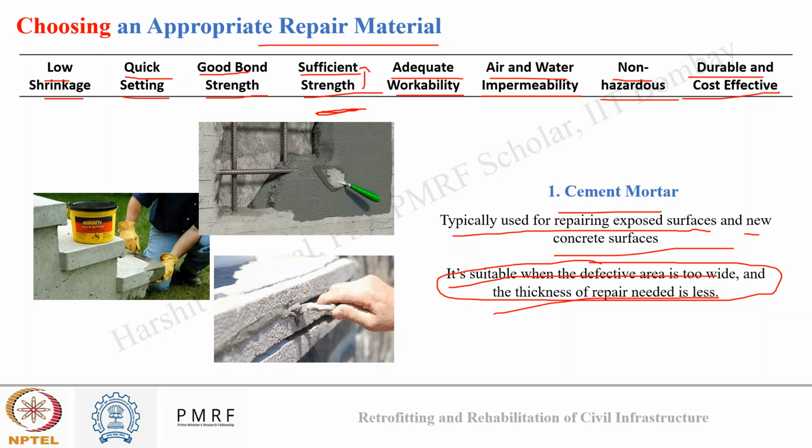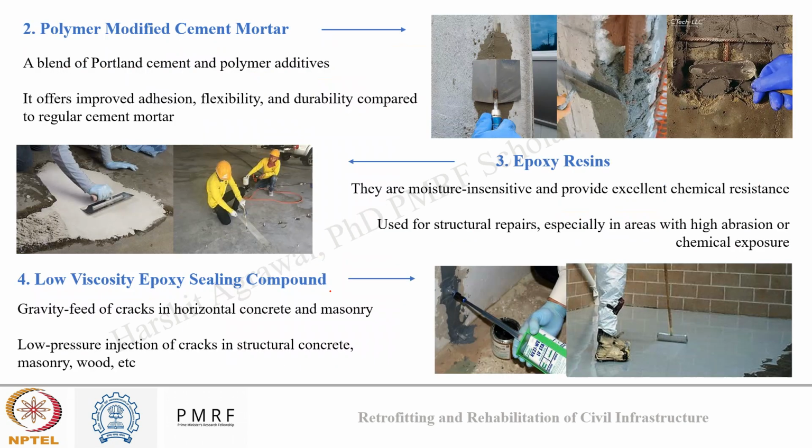In the images you can see here, the corner of a stair was repaired using cement mortar. Here you can see a spalling which occurred on the surface of a wall being repaired by cement mortar. And here also you can see a lining between two concrete slabs being repaired by cement mortar to fill the gap.